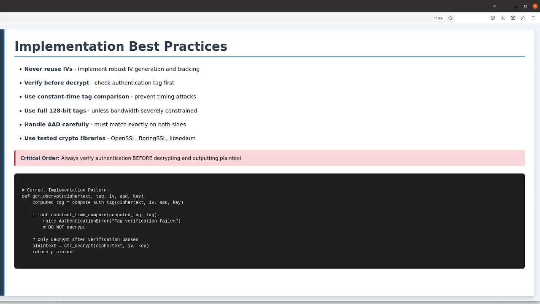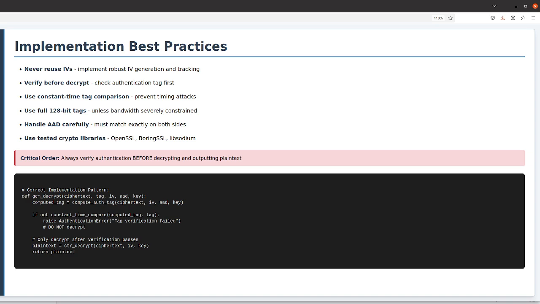Implementation best practices. Implementing GCM correctly requires attention to several important details. Let's go through the best practices that ensure both security and correct operation. First and most critical, never reuse an IV with the same key. This cannot be emphasized enough. Implement a robust IV generation and tracking system. If using sequential IVs, store the last used IV persistently so it survives restarts. If using random IVs, use a cryptographically secure random number generator. Test your IV generation thoroughly to ensure uniqueness.